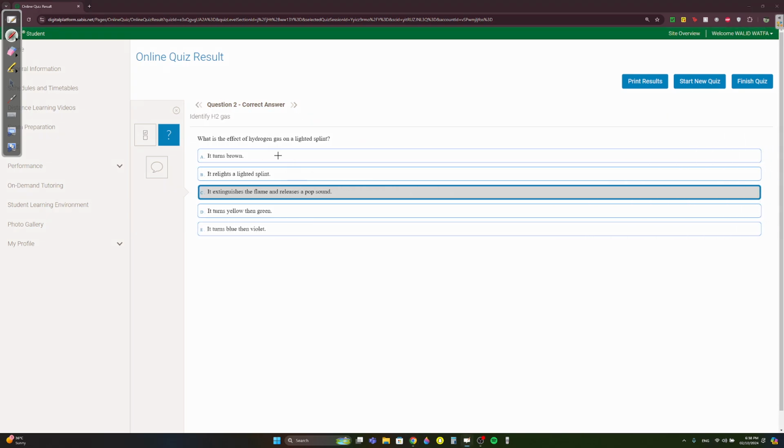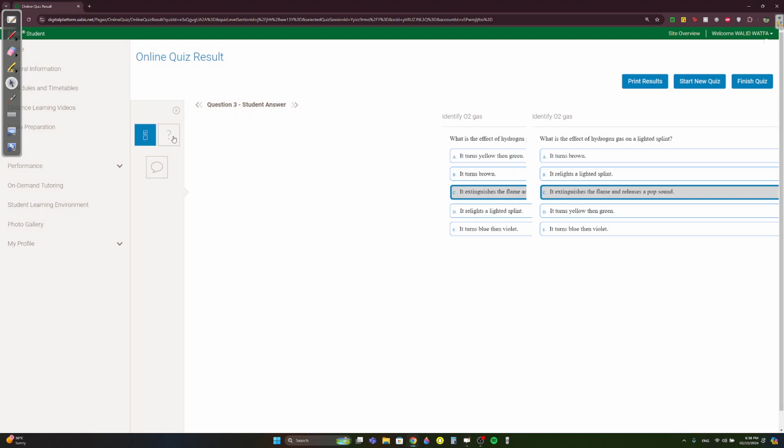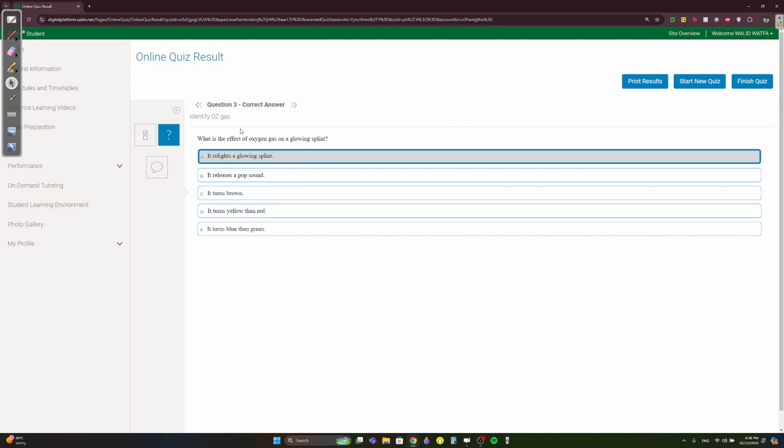Question 2. What is the effect of hydrogen gas on a lighted splint? We know it makes a pop. It explodes, right? Very easy. What is the effect of oxygen gas on a splint? It relights it, right? Oxygen causes the splint to be relit. So we said oxygen relights.